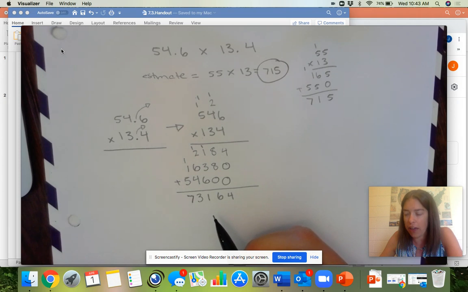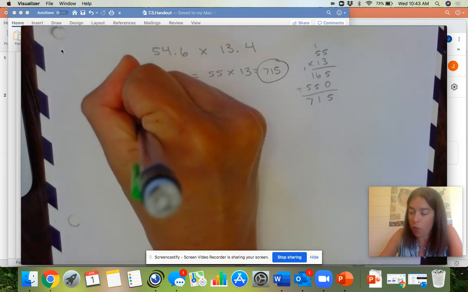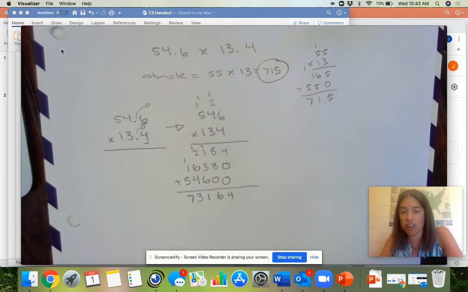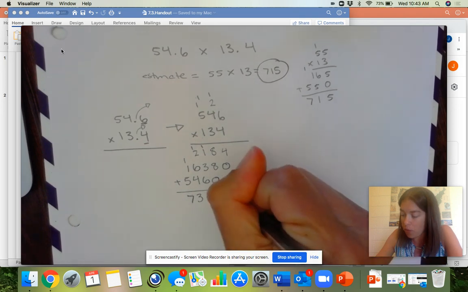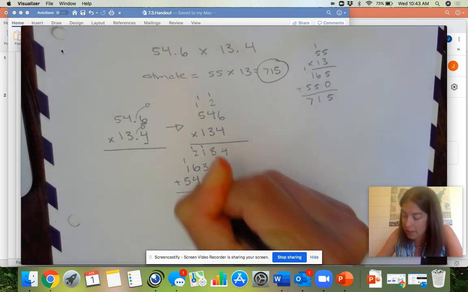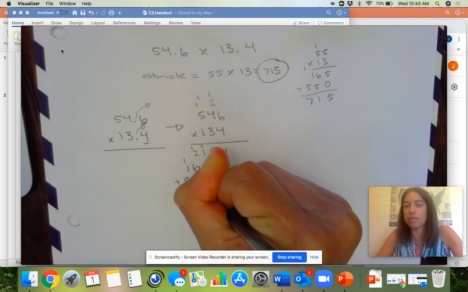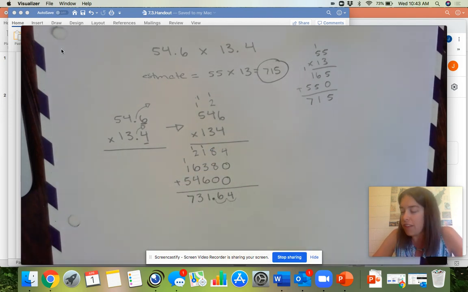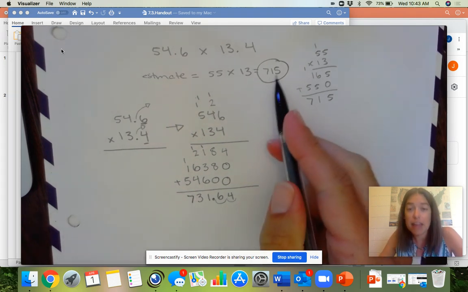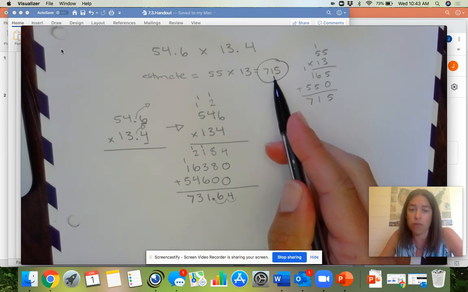So I'm thinking, okay, 73,000 is too big, but 731 is pretty close to 715. I also noticed that I had 2 digits after the decimal point in my original problem, so I can move my decimal 1, 2 places. And when I get to an answer of 731 and 64 hundredths and compare that to 715, that's really close. And so I know I'm on the right track.